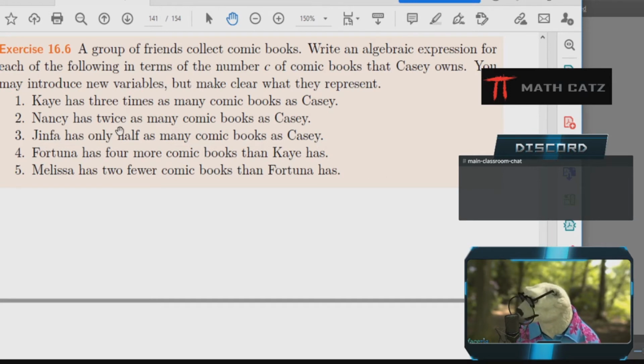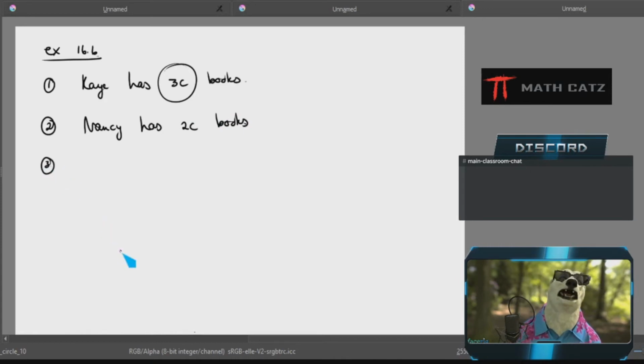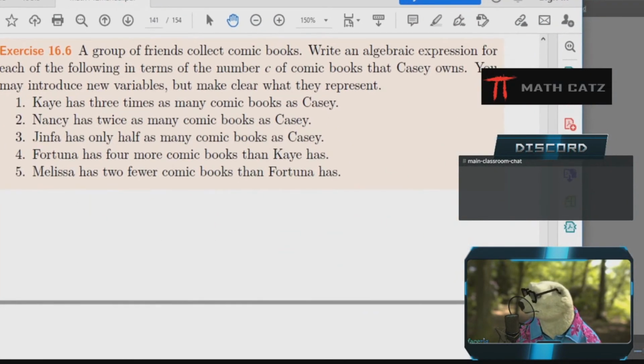Number 2, Nancy has twice as many comic books as Casey. Can we represent the number of books that Nancy has in terms of, or using that variable C? They say twice as many, so Nancy has 2C books. So I have to use the variable available to me to represent a new, different quantity. Again, we start very simple because I don't know what your background and experience is. I don't want to assume anything.